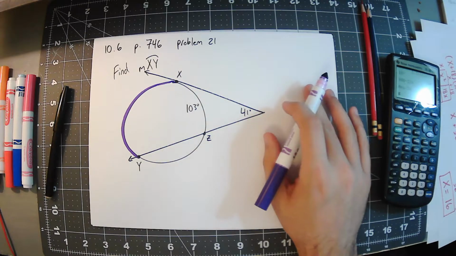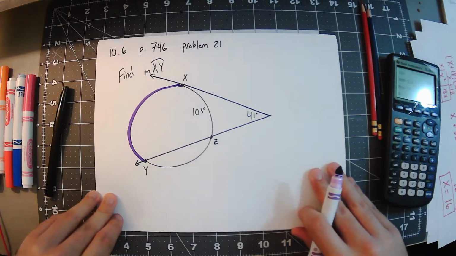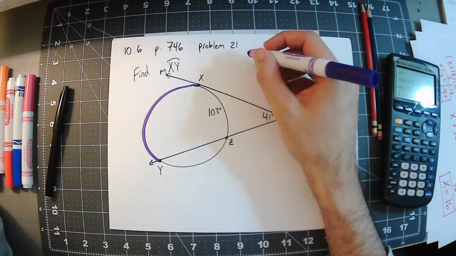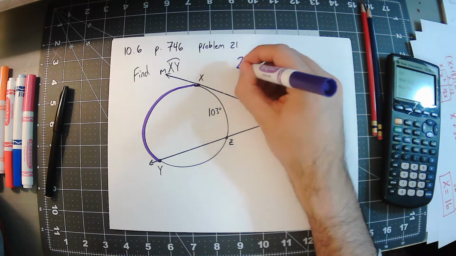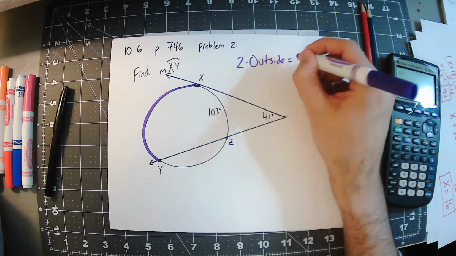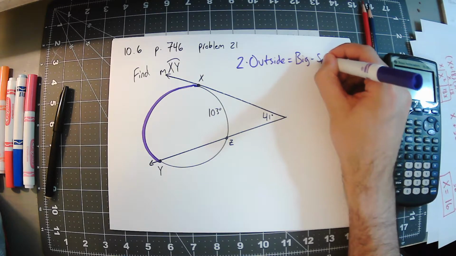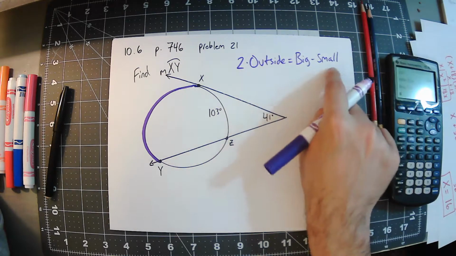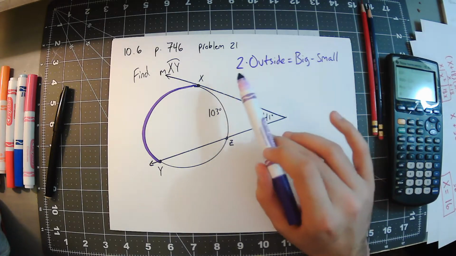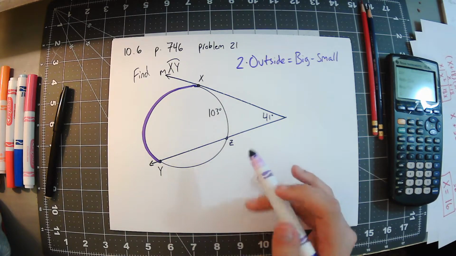If you remember, we had kind of the pseudo math formula, not in the book, not in an official math textbook, but kind of our own version. And it was this. It was 2 times the outside angle equals the big arc minus the small arc. That was like our equation that we can use to solve just about all of these. No matter if we have 2 secants, a secant and a tangent, or 2 tangents.